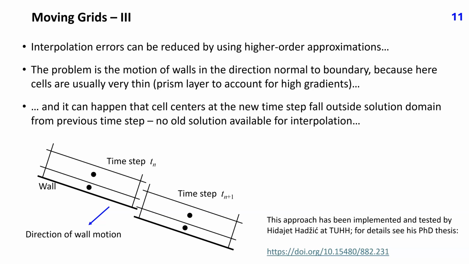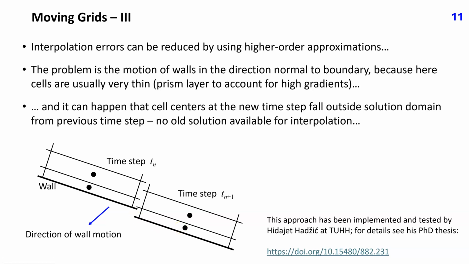Interpolation errors can be reduced by using higher order approximations. The largest problem with this approach is the motion of walls in the direction normal to boundary, because here usually very thin prismatic cells are used to account for high gradients in boundary layers. It can happen that cell centers at the new time step fall outside solution domain from previous time step, and thus no old solution is available for interpolation, as indicated in this sketch.